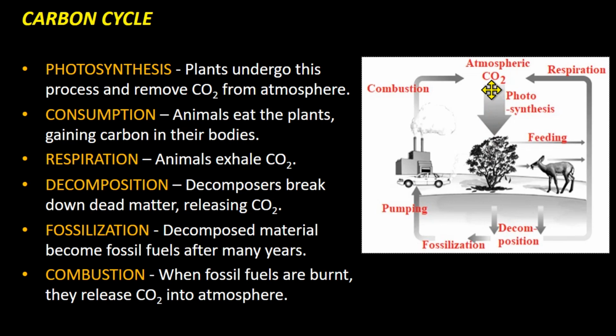So atmospheric carbon dioxide levels would drop as they are absorbed by the leaves for photosynthesis. This would fix carbon compounds into the leaves. So animals are going to consume the leaves, and then other animals are going to eat those animals, and they are going to gain carbon into their bodies. When the animals respire, basically when they breathe out, they're going to exhale carbon dioxide, and that is going to return carbon dioxide to the atmosphere.